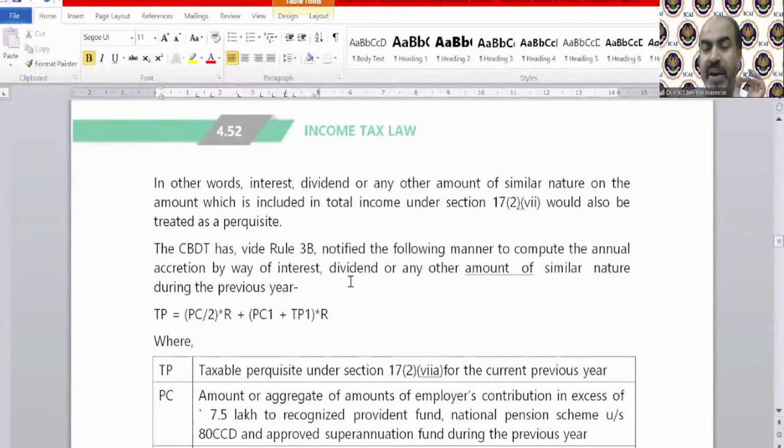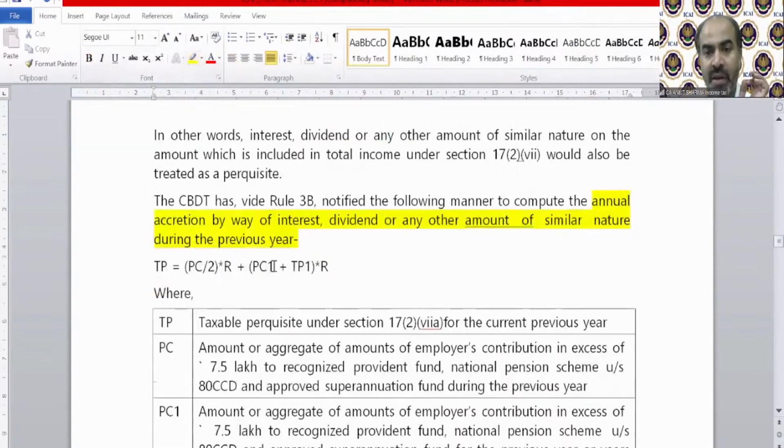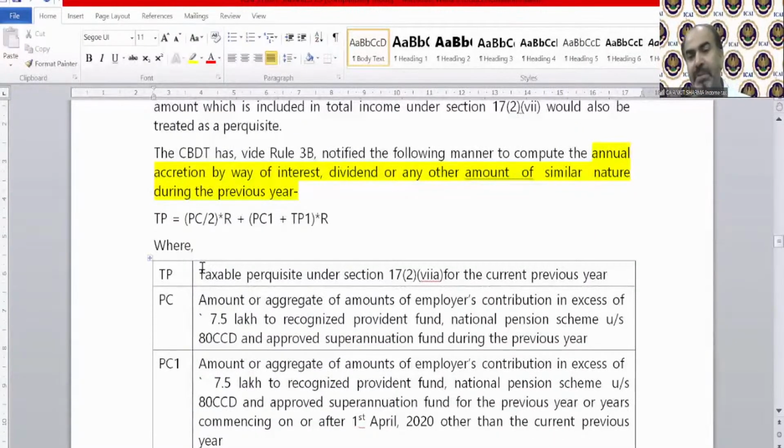The CBDT, vide Rule 3B, notified the following manner to compute the annual accretion by way of interest, dividend, or any other amount of similar nature during the previous year. The formula to find out the taxable value of perquisite is this: TP = (PC/2 × R) + ((PC1 + TP1) × R). What are these things? TP is the taxable value of perquisite, of course.